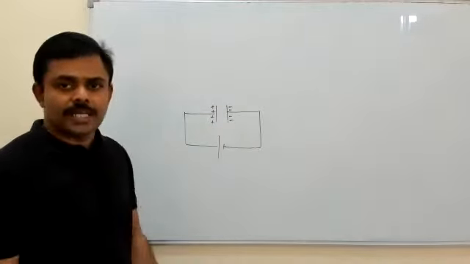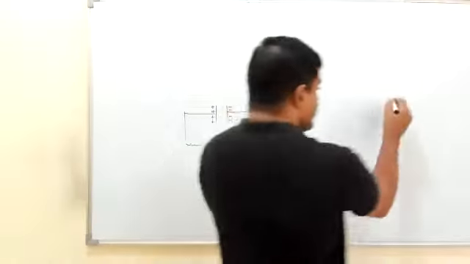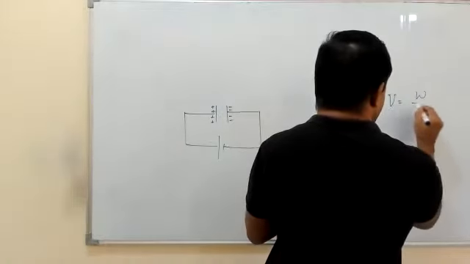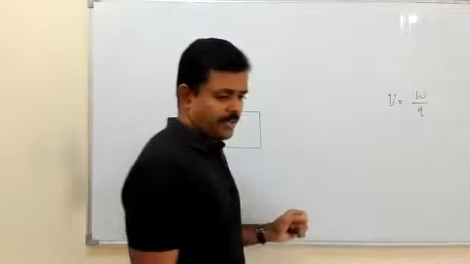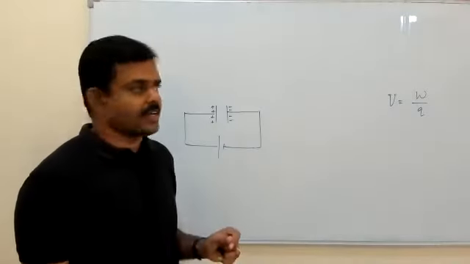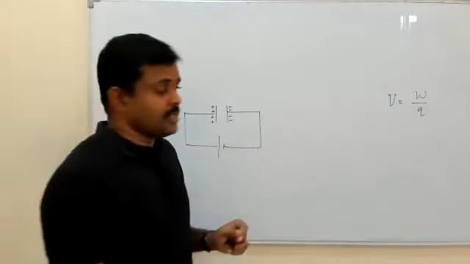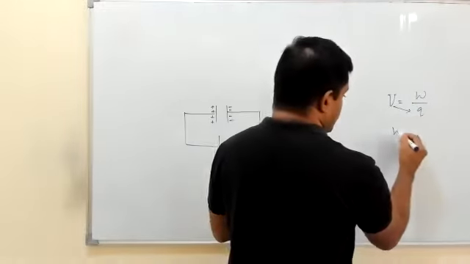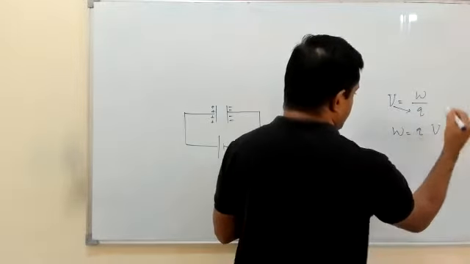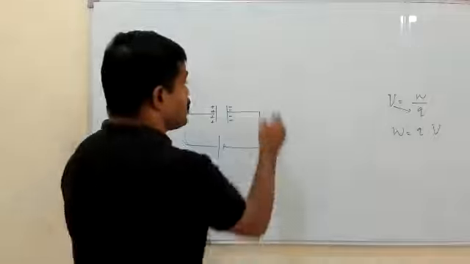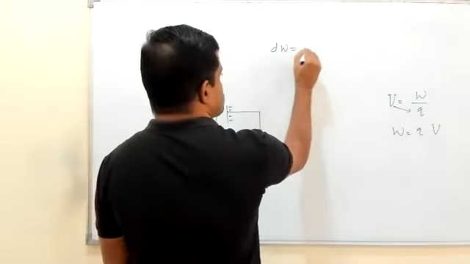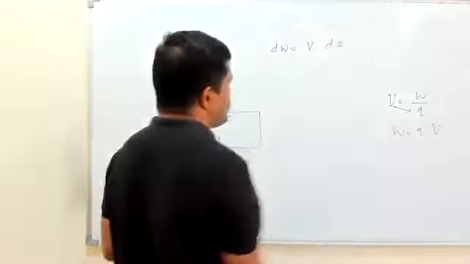The capacitor is charged. Yesterday I told you the definition for potential. If you remember, W by Q. Work done per charge is called potential. So cross multiply. What is work done then? Q into V. Okay, so I'm going to find out the small work done. Small work done can be written as V into dQ.